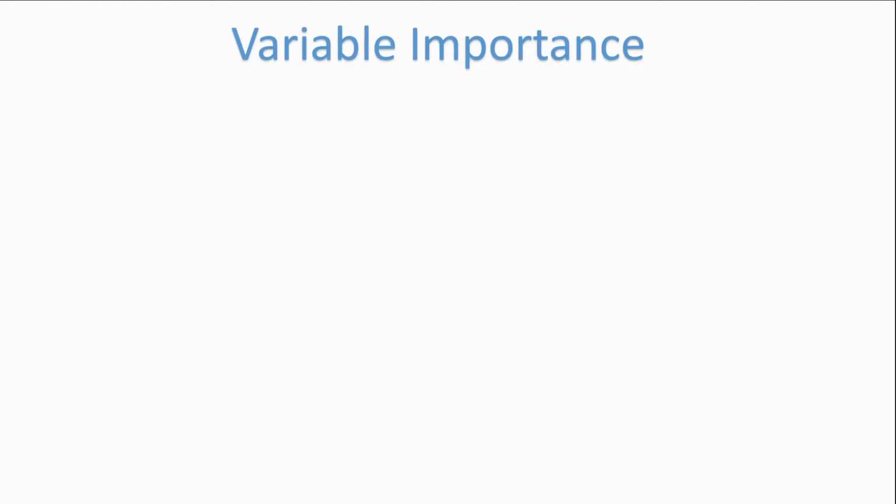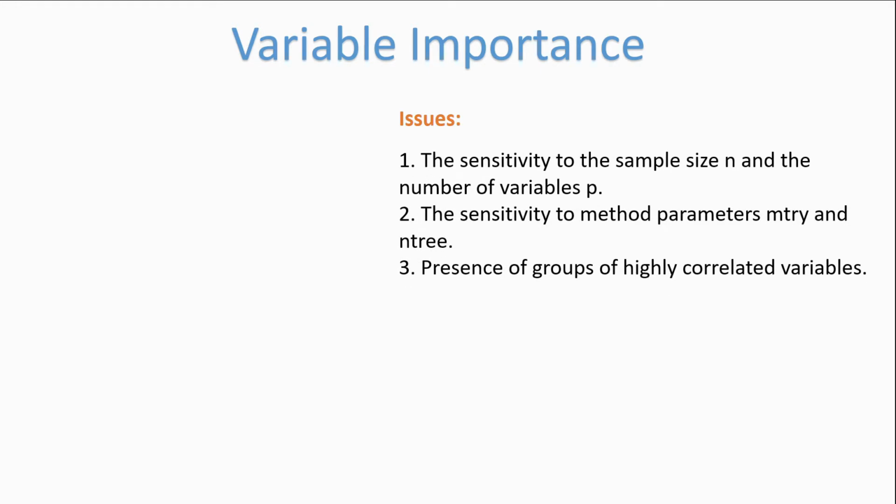In this section, we examine the random forest variable importance behavior according to three different issues: the sensitivity to the sample size n and the number of variables p, the sensitivity to method parameters m_try and n_tree, and the presence of groups of highly correlated variables. And we need to do some preparation.